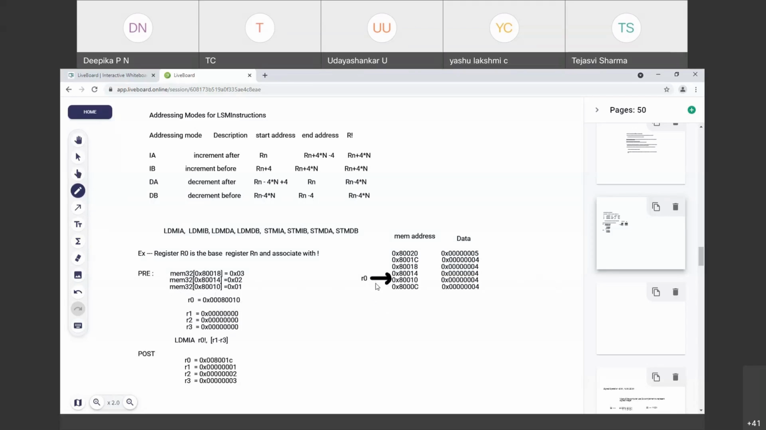Now, with this, what is the meaning? The meaning is it is pointing to 80010 and the value present in that. First I should rewrite. Sorry, I did not correct those values.